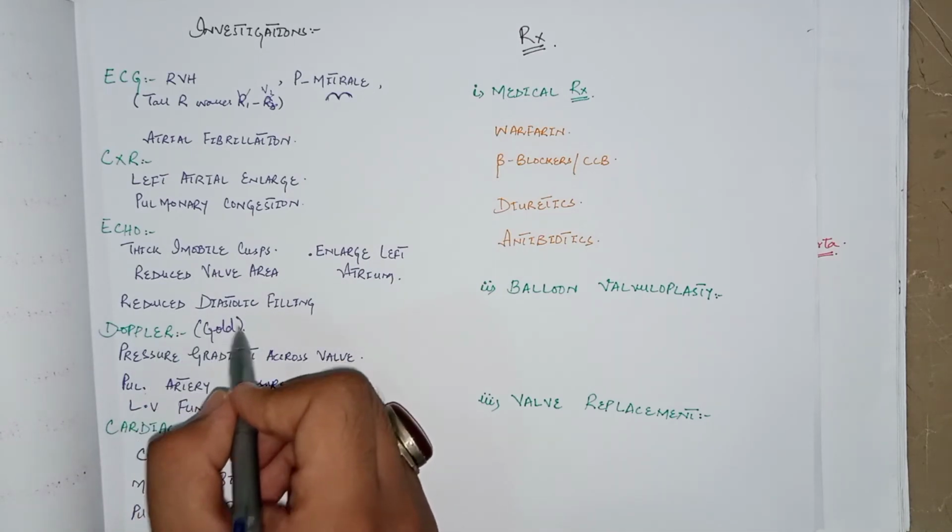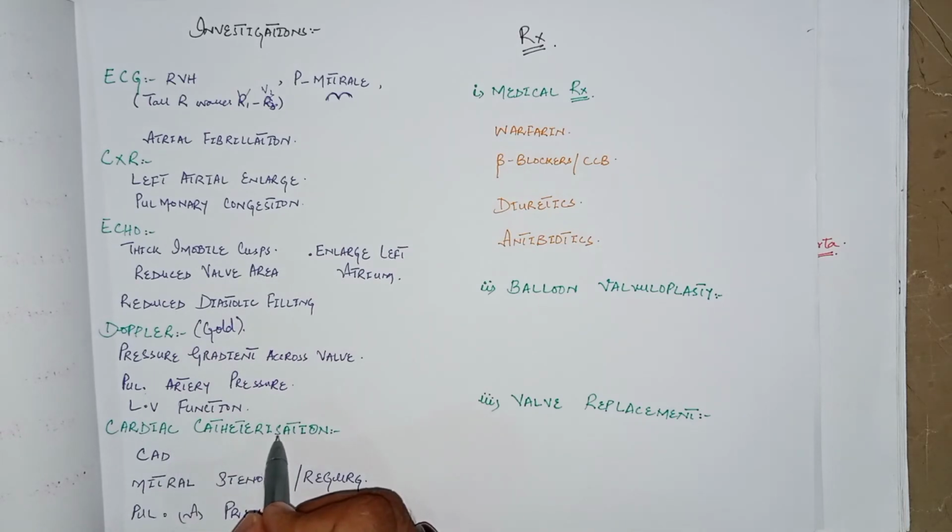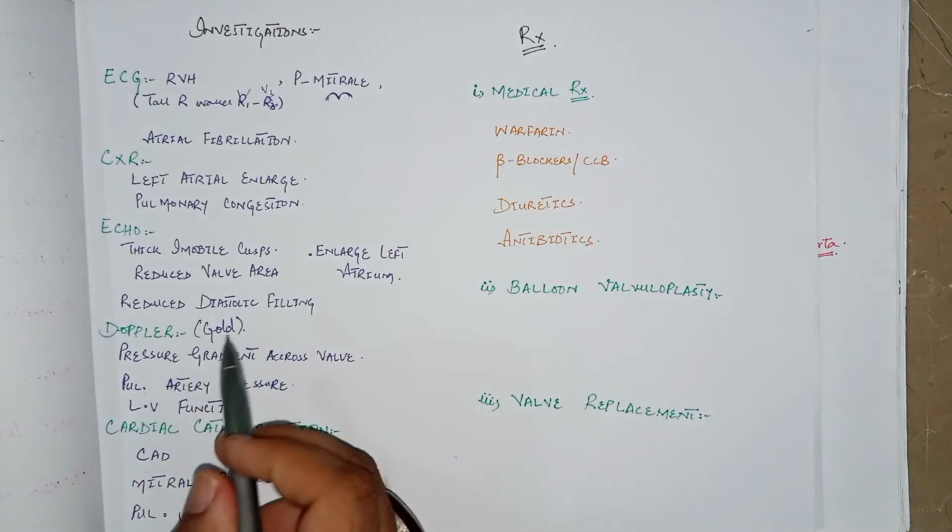The other alternative investigation is cardiac catheterization. When the mitral stenosis is associated with coronary artery disease, then cardiac catheterization is done. And also it is used to check for mitral stenosis or mitral regurgitation, and also pulmonary artery pressure. So these are the investigations for mitral stenosis.